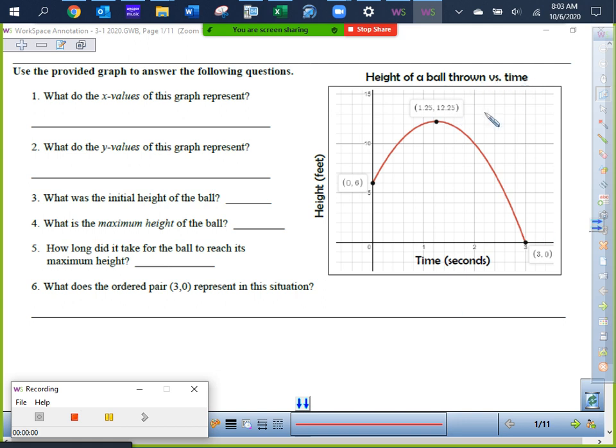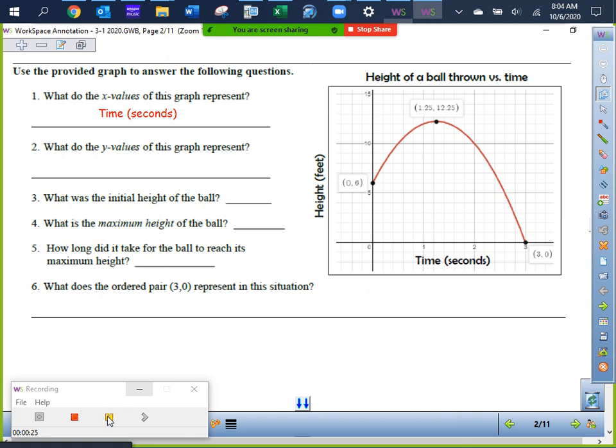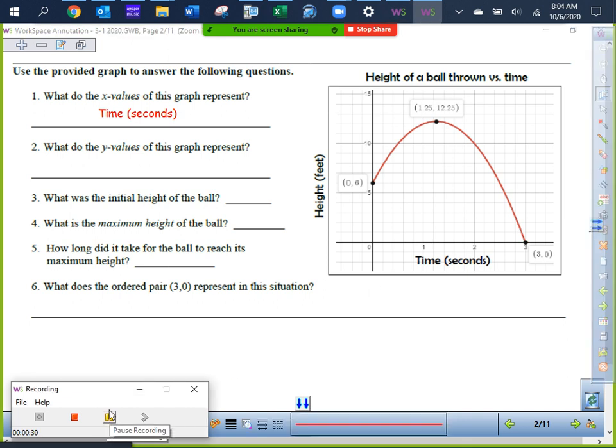All good with that? What do the x values of this graph represent? Boom, right here, time in seconds. What do the y values of this graph represent? Height in feet. Then they ask some more serious questions. What is the initial height of the ball?